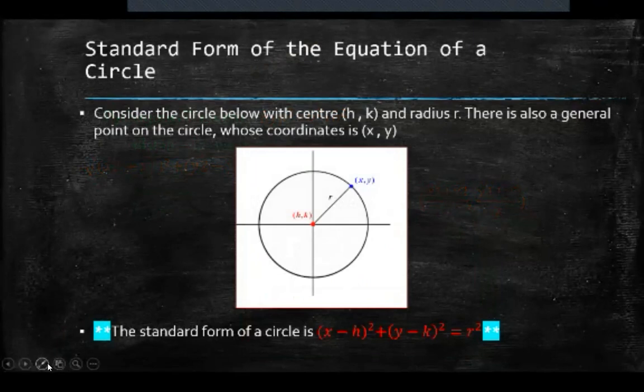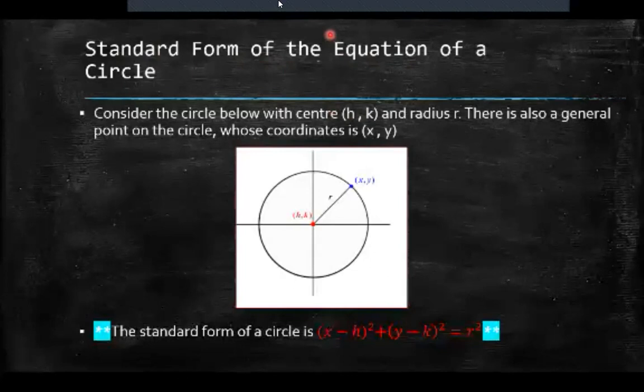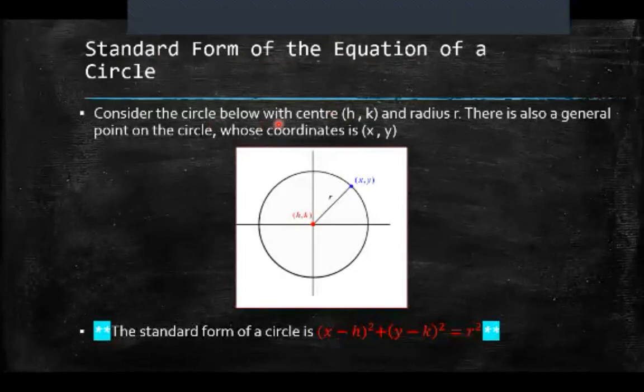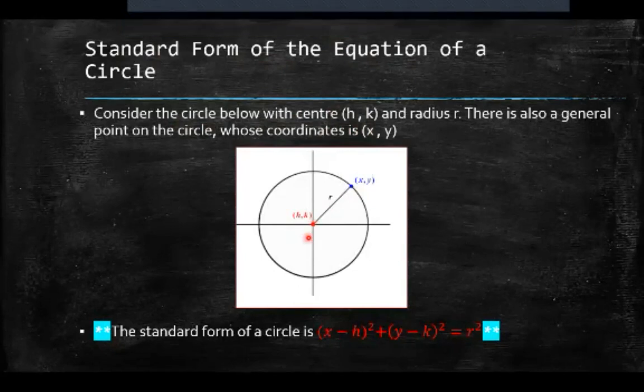Okay, there are two forms of a circle. There's the standard form and the general form. But right now we're dealing with the standard form of the equation of a circle. So consider the circle below with center (h, k). There's the center right here, and radius r. This is r. There's also a general point in the circle whose coordinate is (x, y). The standard form of a circle is (x minus h) squared plus (y minus k) squared is equal to r squared.